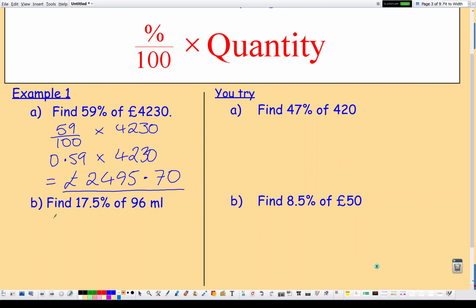Again, the basics of doing this question is doing 17.5 divided by 100, times by 96. Now 17.5% as a decimal becomes 0.175. So 17% would be 0.17, 17.5% is 0.175. And then we just multiply that by 96. So 0.175 times 96 in your calculator, and as a decimal it is 16.8 millilitres.